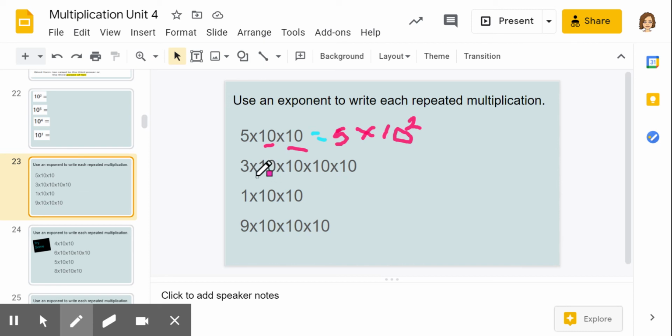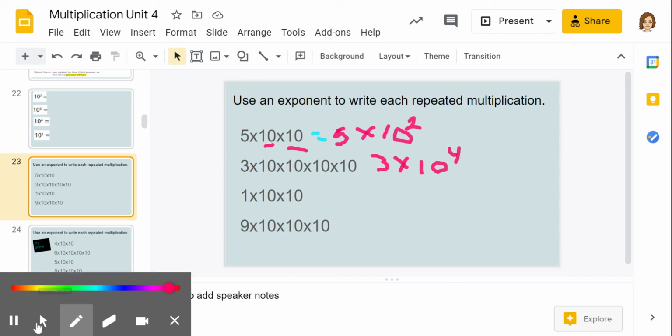Let's try this one. 3 times 10 times 10 times 10 would be the same thing as, I keep my 3 times, what's my repeated factor? 10. So that's going to become my base. What's going to be my exponent? How many 10s do I have? 1, 2, 3, 4. So 3 times 10 to the power of 4. That's how you would write that. So you try the last two by yourself, then come back to me.